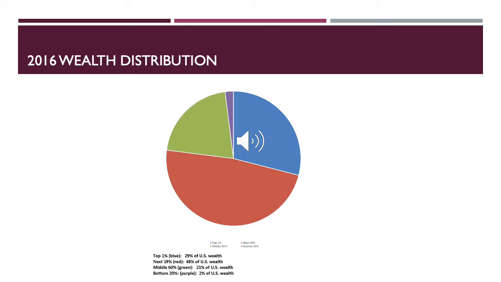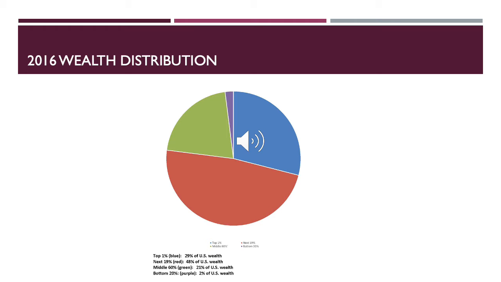Now this chart has just combined the middle 60%. So that's going to be the third, fourth, and second quintiles. They're collapsed into that green area, and you can see that together they own 21% of the wealth. The bottom quintile is represented in purple, and you can see that they own 2% of U.S. wealth.